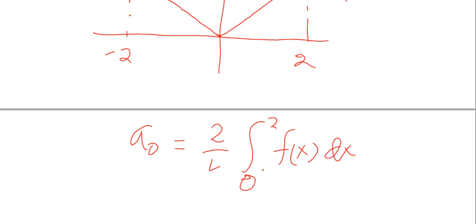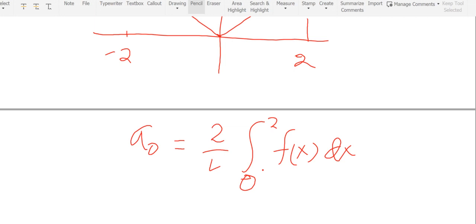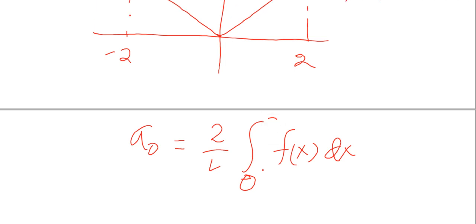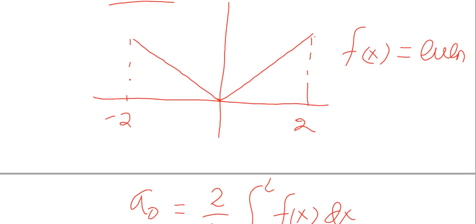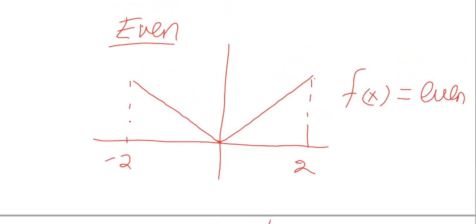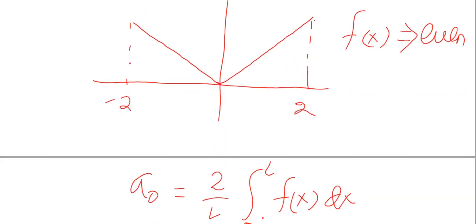Or this upper limit here, you can replace with the general one, L. In our case here L is 2, but let me just write L. So in this case, why did I write integral from 0 to L and then 2 over L instead of 1 over L? It is because the function f of x is even. So I don't have to integrate from minus 2 to positive 2. I'll only integrate from 0 to 2 and multiply the result by 2.